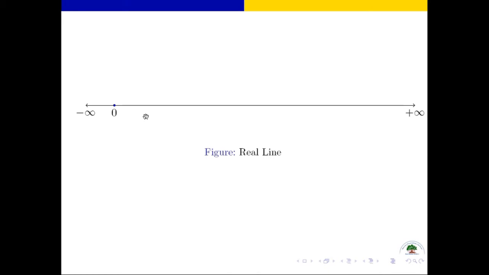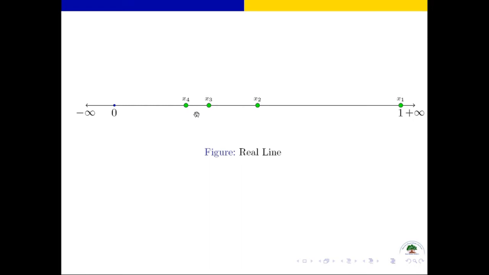Okay, suppose 0 is here, and here is the number 1. So this is unit distance. Where is the first term of that sequence? The first term of that sequence is 1. We plot 1 here. The second term is 1 half, which is here. The third term is 1 by 3, here. The fourth term is 1 by 4, here.